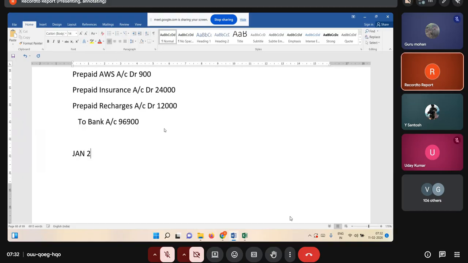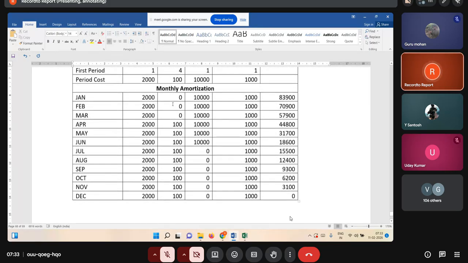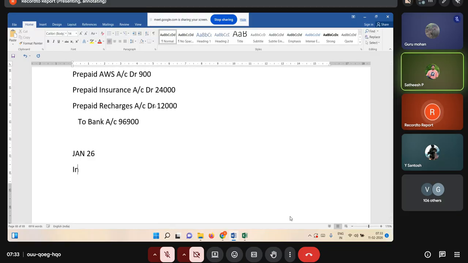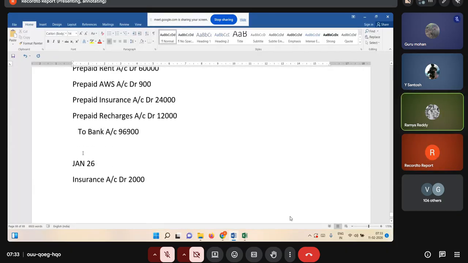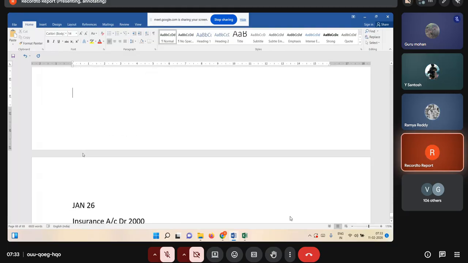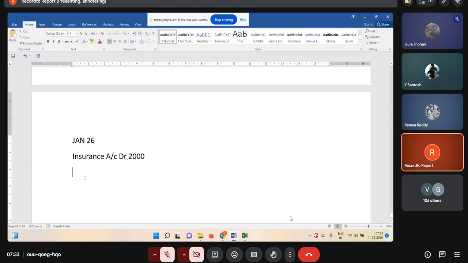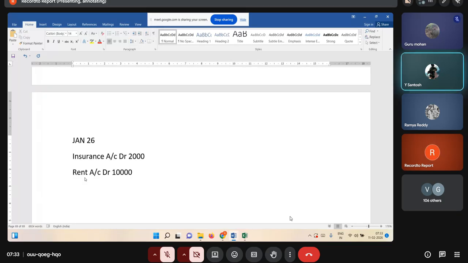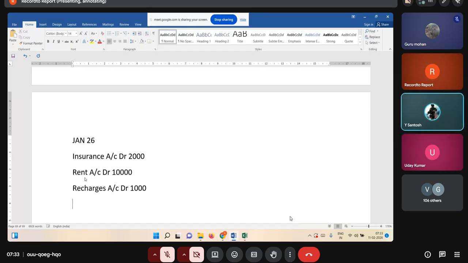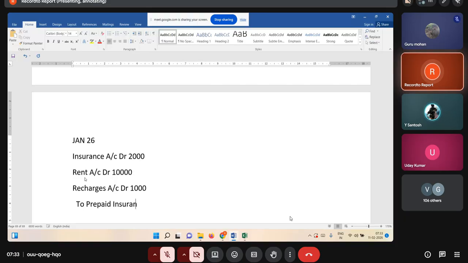January 26. What are the prepayments involved in this first month? The first month is 2,000. Insurance account debit, how much amount? Insurance 2,000. Do we have AWS in the month of January? No. What we have is rent. What is the rent amount? Rent account debit 10,000. And we have recharges. Recharge account debit 1,000. To prepaid insurance account, insurance 2,000.